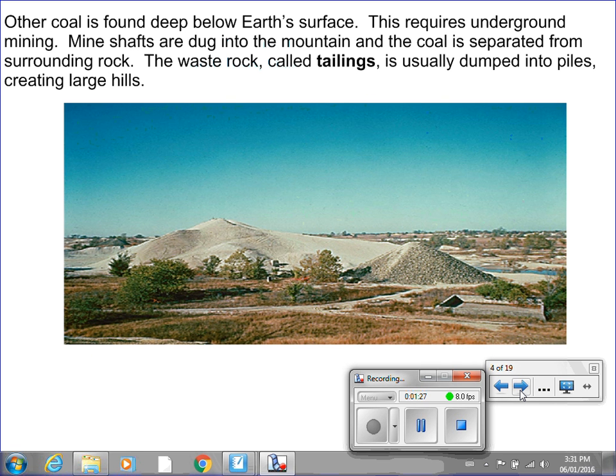Other coal is found deep below Earth's surface. This requires underground mining. Mine shafts are dug into the mountain and the coal is separated from surrounding rock. The waste rock, called tailings, is usually dumped into piles, creating large hills, like the one you see in this picture here. These are not naturally formed physical features. These are just giant piles of waste rock.